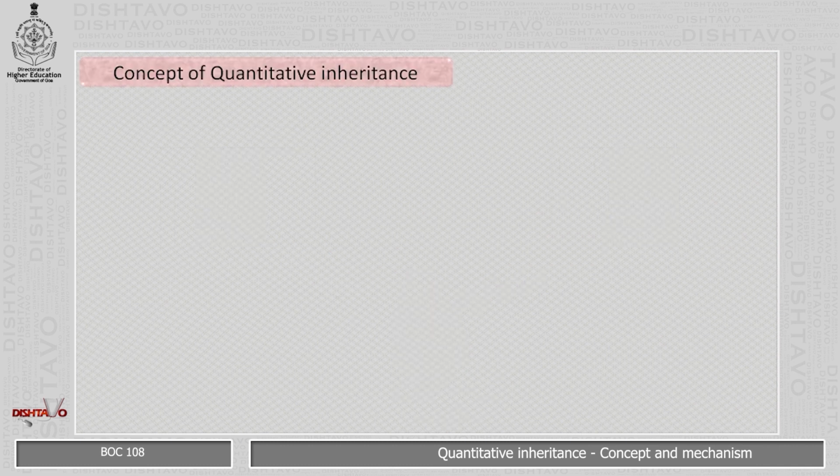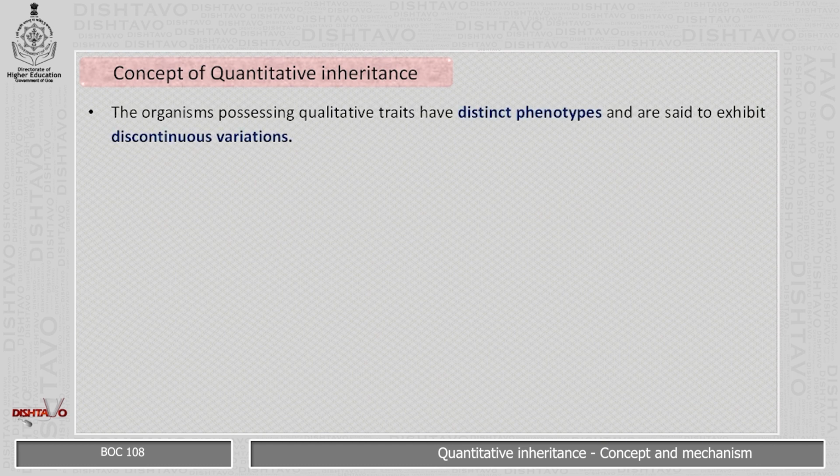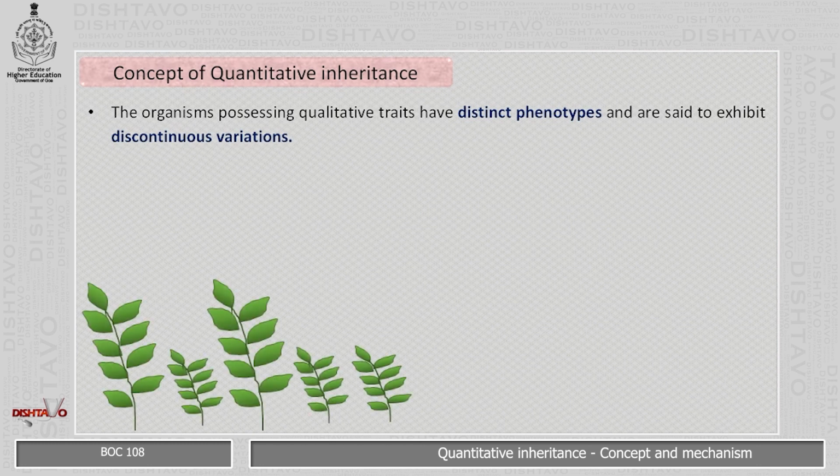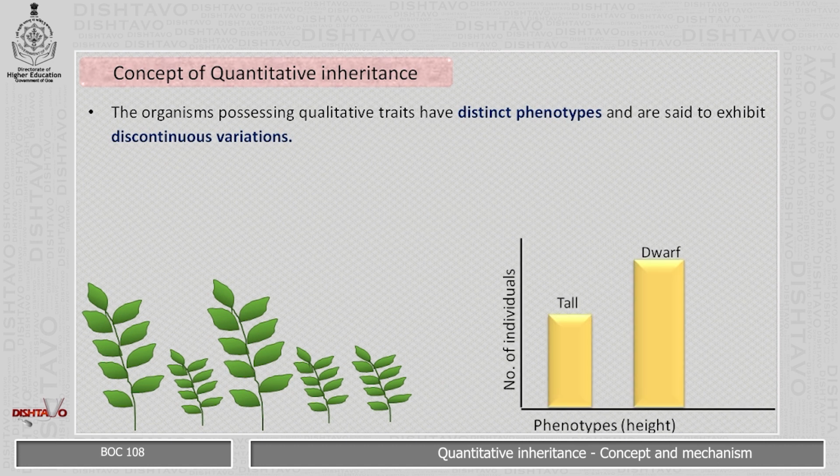The concept of quantitative inheritance. The organisms possessing qualitative traits we have seen have distinct phenotypes. They are said to exhibit discontinuous variation. As you can see in these plants, the plants are either short or tall. There are no intermediate plants between the short or tall. So the graph of these plants showing their height would be a bar graph, one bar representing the tall plants and another bar representing the dwarf plants.